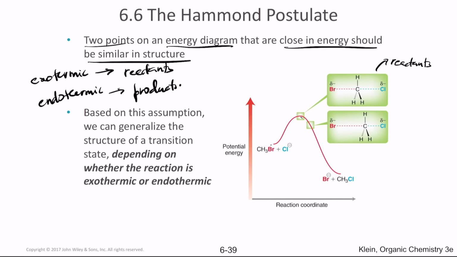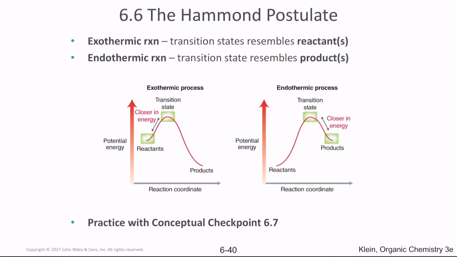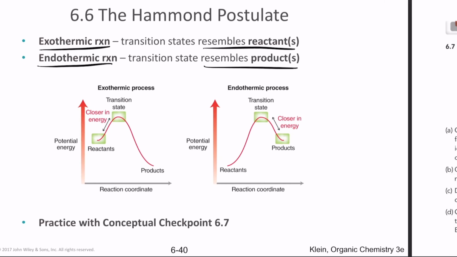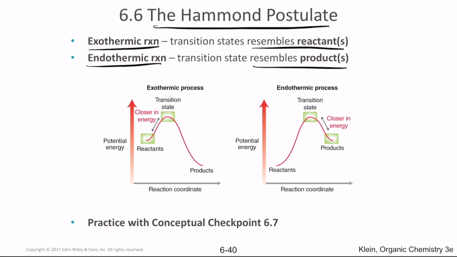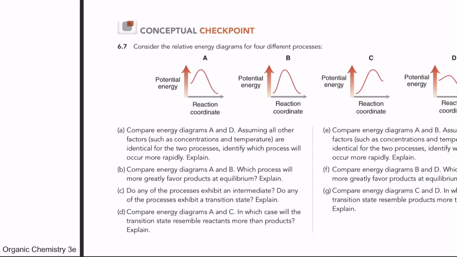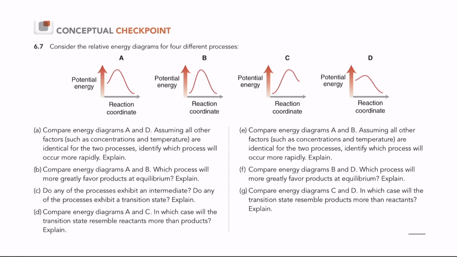In an exothermic reaction, the transition state is much more similar in energy and structure to the reactants. In an endothermic reaction, the transition state resembles the products, because those are the ones that are the closest in energy. We call this the Hammond postulate, and this is one way we can determine that. So use that principle here. Pause the video right here and try to solve these problems.